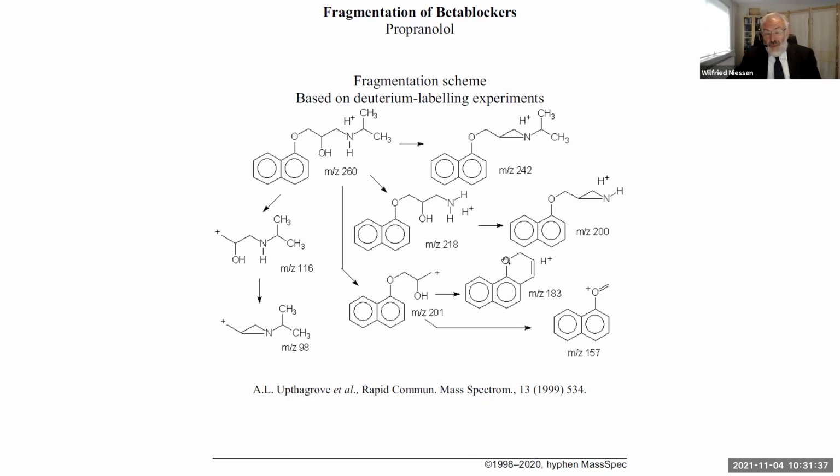The 183 is indeed the water loss from the 201, which is formed by the cleavage of the bond and the loss of the isopropylamine. Yeah, so that's the 201, because that would be the only way to explain it, because from this you cannot have the loss of ammonia anymore. So you cannot go to the 183.